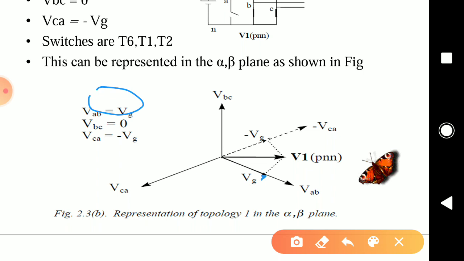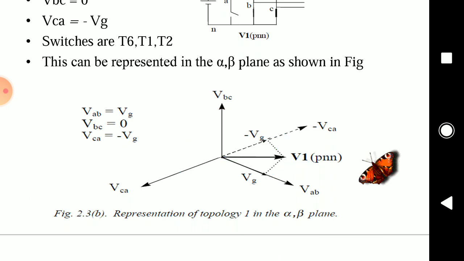So you marked VG. Then you have VBC is 0, so it will be at the center itself. Then you have VCA is equal to minus VG. So first we drew the reverse vector and then we marked minus VG and we took the resultant of VG and minus VG. You got a voltage V1. I hope it is clear.